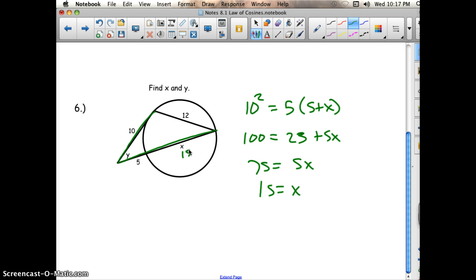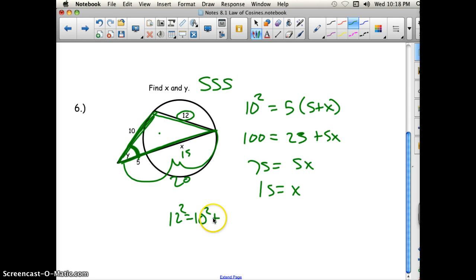So that's 15. So now that I know 15, actually, I have 10. I have 20, and I have 12. I actually have side, side, side. So I can use the law of cosines to find angle y. Okay, so this, again, this whole side is 20. All right, so which one's the loneliest side? We're trying to find angle y, so this is the angle I'm focusing on. I look across from that, and that gives me the loneliest side of 12. So 12 squared equals 10 squared plus 20 squared minus 2 times 10 times 20 times the cosine of y.